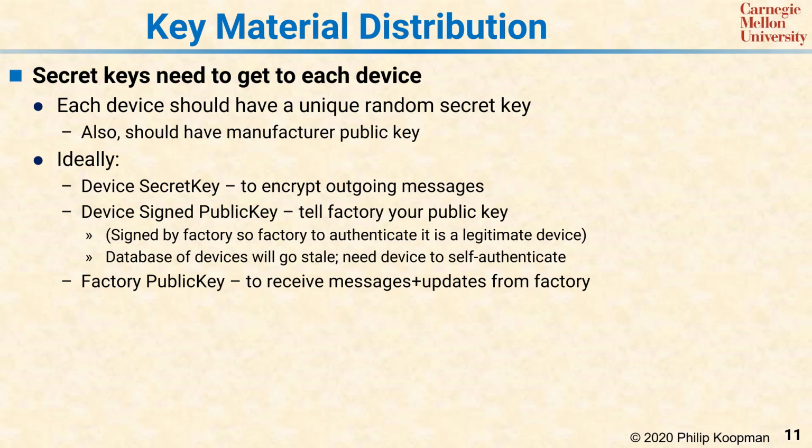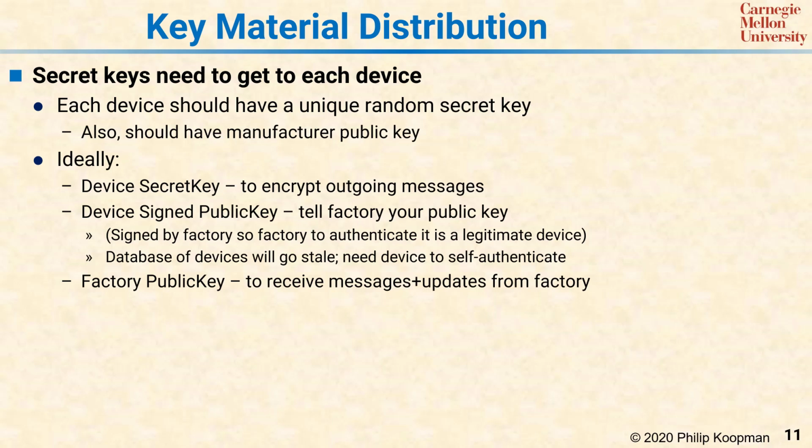So the way you would use this is the device secret key would be used to encrypt outgoing messages. Obviously that's coupled with a public key, but the secret is the part you have to keep secret. There's probably also a device signed public key to tell the factory your public key. So this is a public key signed by the factory that you can send back to the factory in communications to say, hey, I'm device number 73. And by the way, here's my public key. And because you, the factory, signed it before I was manufactured, you know that I'm not lying to you about being device 73. Sometimes companies say, oh, that's okay, we'll keep a database of all the public keys of all our devices, but those databases always have a problem.